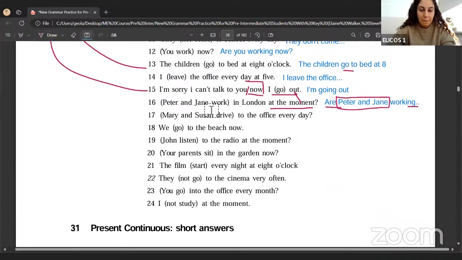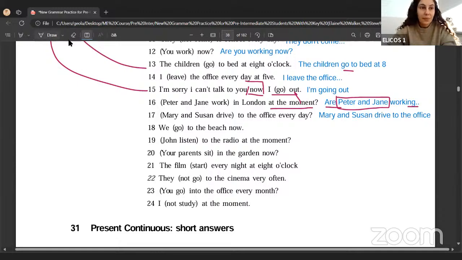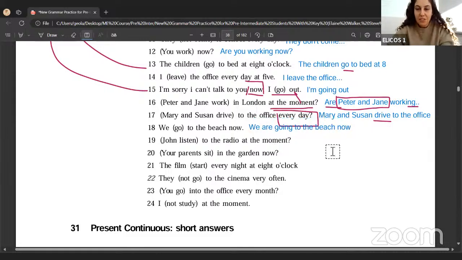17. Mary and Susan driving to the office every day. Every day is a routine, so no ing. So Mary and Susan drive to the office every day. So simple, because it's not now, it says every day. That's a routine, habit. 18. Yeah, exactly. We are going to the beach now because it's now in this moment. So continuous.